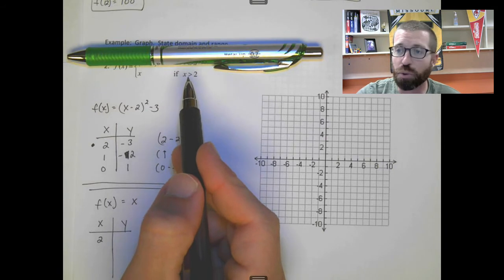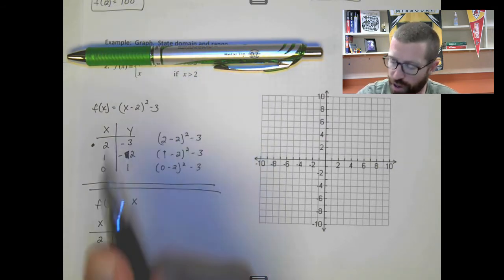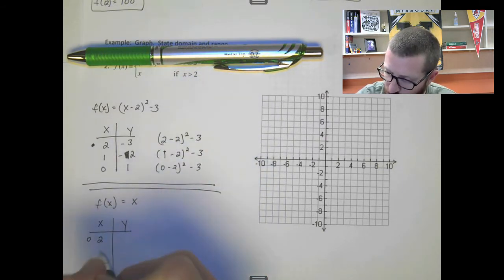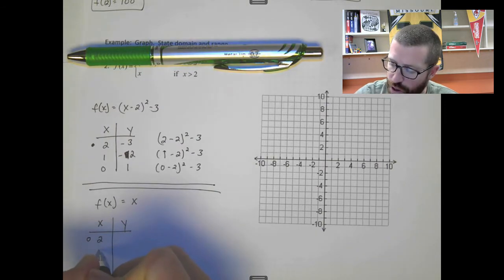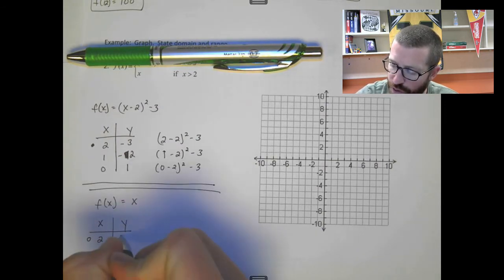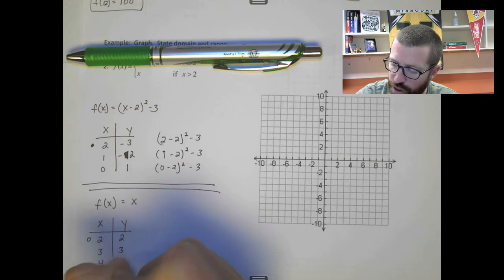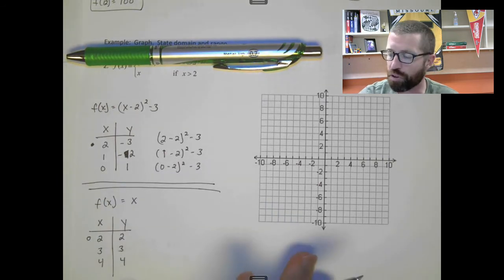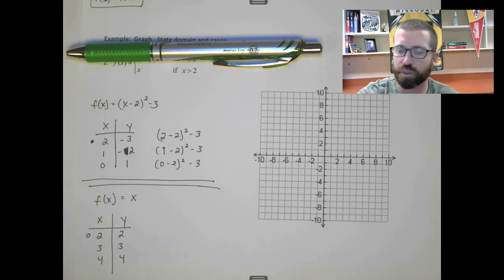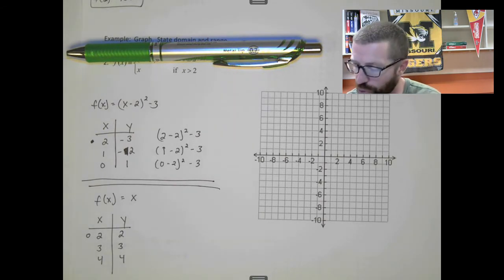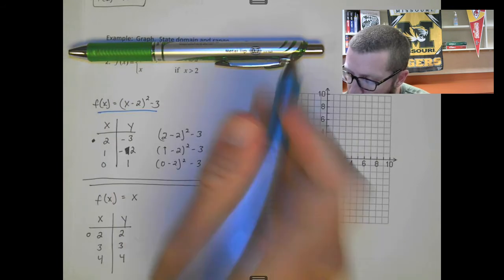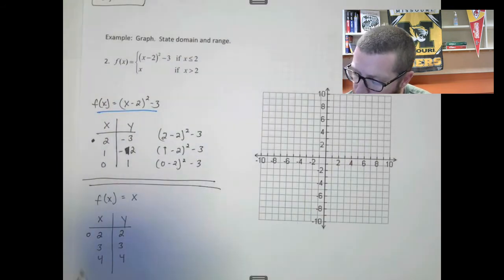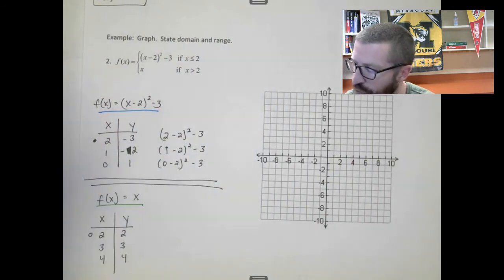If it's not equal to, if it's just greater than or just less than, then you're going to use an open circle. And then let's choose 3 and 4. And then this is just, you plug in x here and y is the same. So those points come pretty quickly. Okay, so let's graph this. We're going to use some colors. Let's use blue for this, and then we'll use our green for this one.